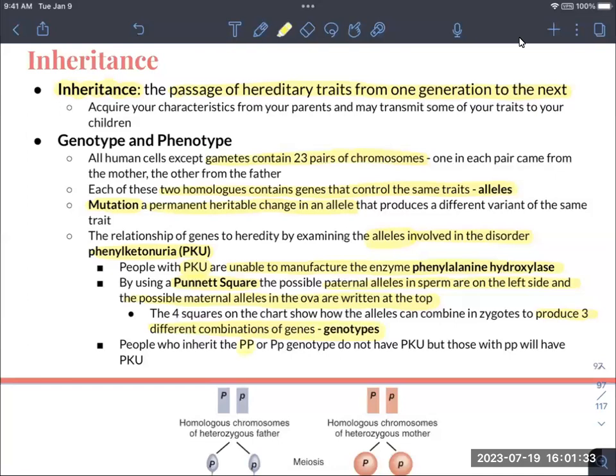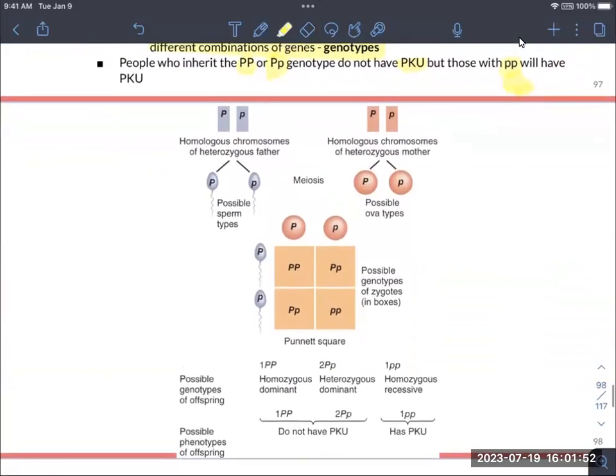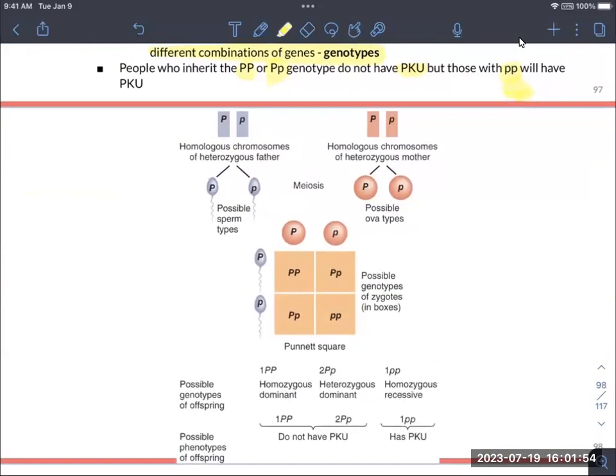People who have 2 capital letters, or a capital letter and a lowercase letter, for phenylketonuria, don't get phenylketonuria. They need the 2 lowercase letters. This is recessive on both ends to get phenylketonuria. So here's how it works out. Father has one capital, one lowercase. Mom has one capital, one lowercase. So they carry it, but they don't show it.